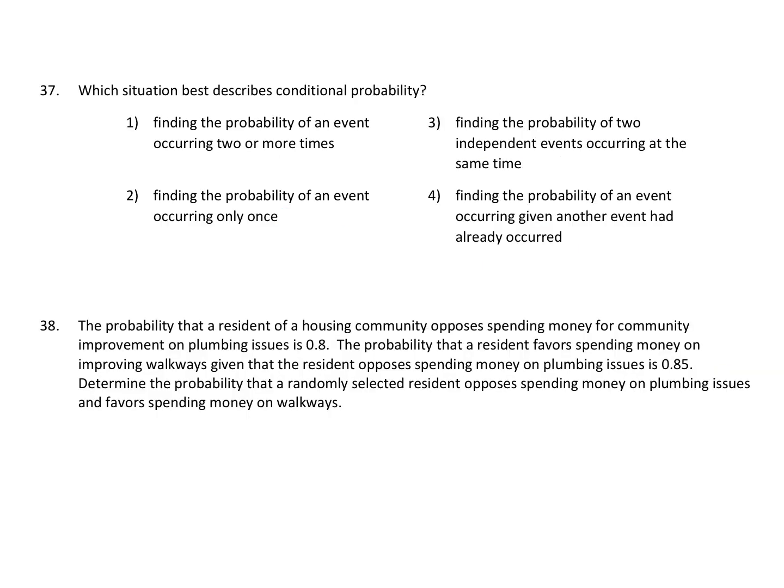All right, 37. Which situation best describes conditional probability? So conditional probability, what we're looking for is the word given or something that implies given, like if. All right, so if you look through the answer choices, I see it right here in choice 4. Finding the probability of an event occurring given another event had already occurred. Okay, so as easy as that.